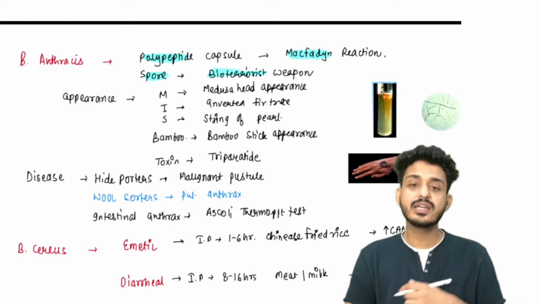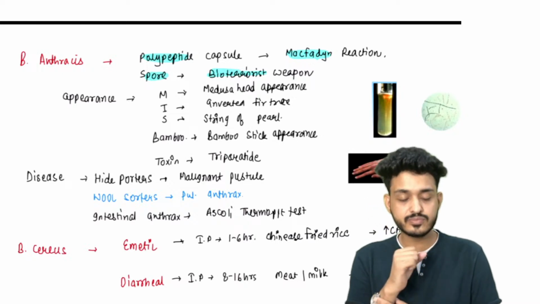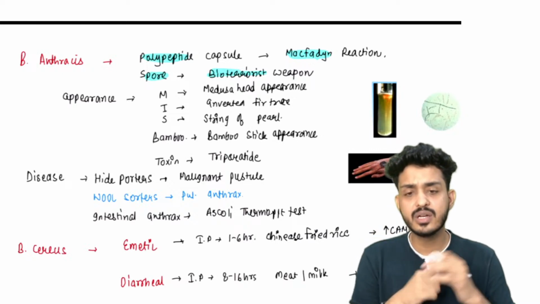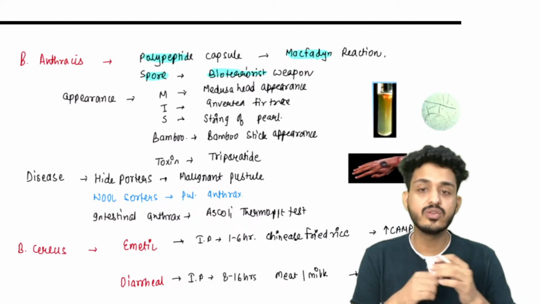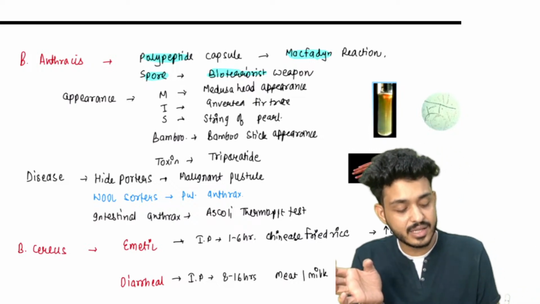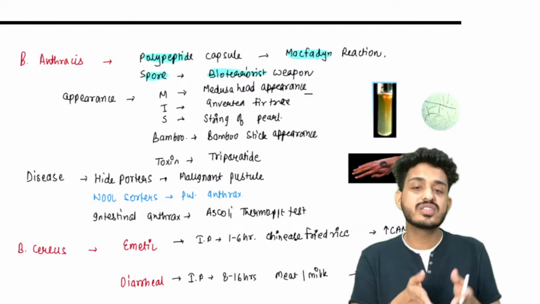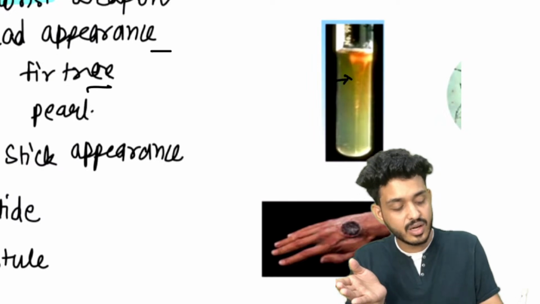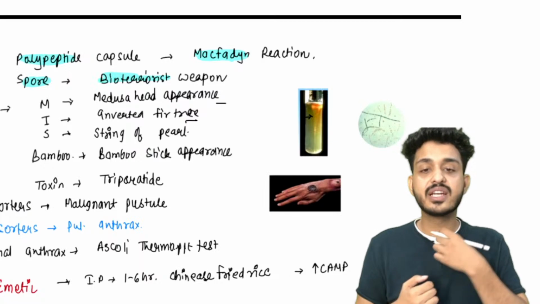What is the appearance that you have to remember? This is known as Miss Bamboo appearance. Just think like that: there is a madam who is standing nearby you. There is a Miss. She is having Medusa head appearance. She is having inverted fir tree appearance. Also, there is some kind of string of pearls appearance.